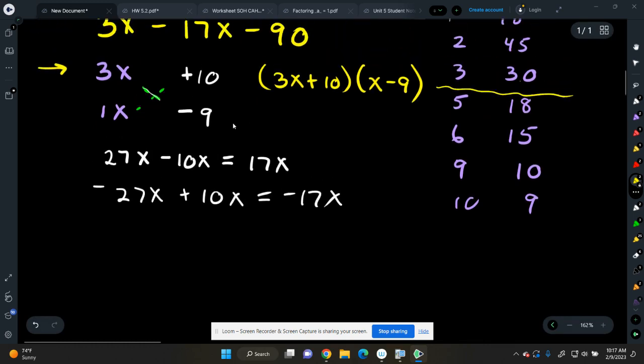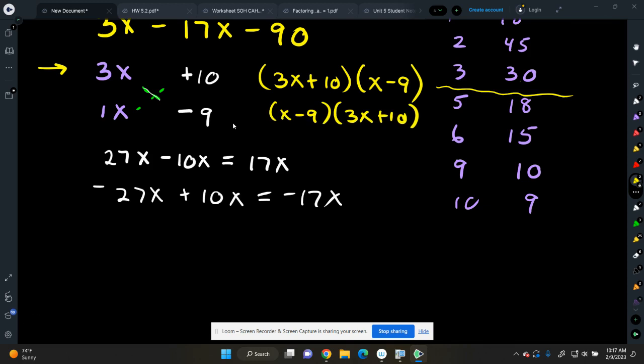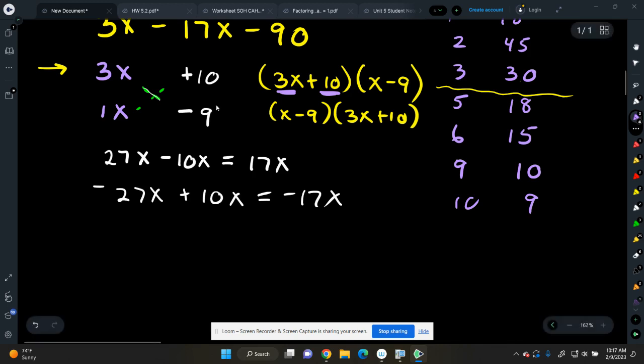What doesn't matter is if we wrote it as x minus 9, 3x minus 10, that would be okay. Right. So what does matter is the plus 10 has to go with the 3x. So you can't do x plus 10, 3x minus 9. So that is important. That order is important, but which parenthesis goes where doesn't matter. Okay.